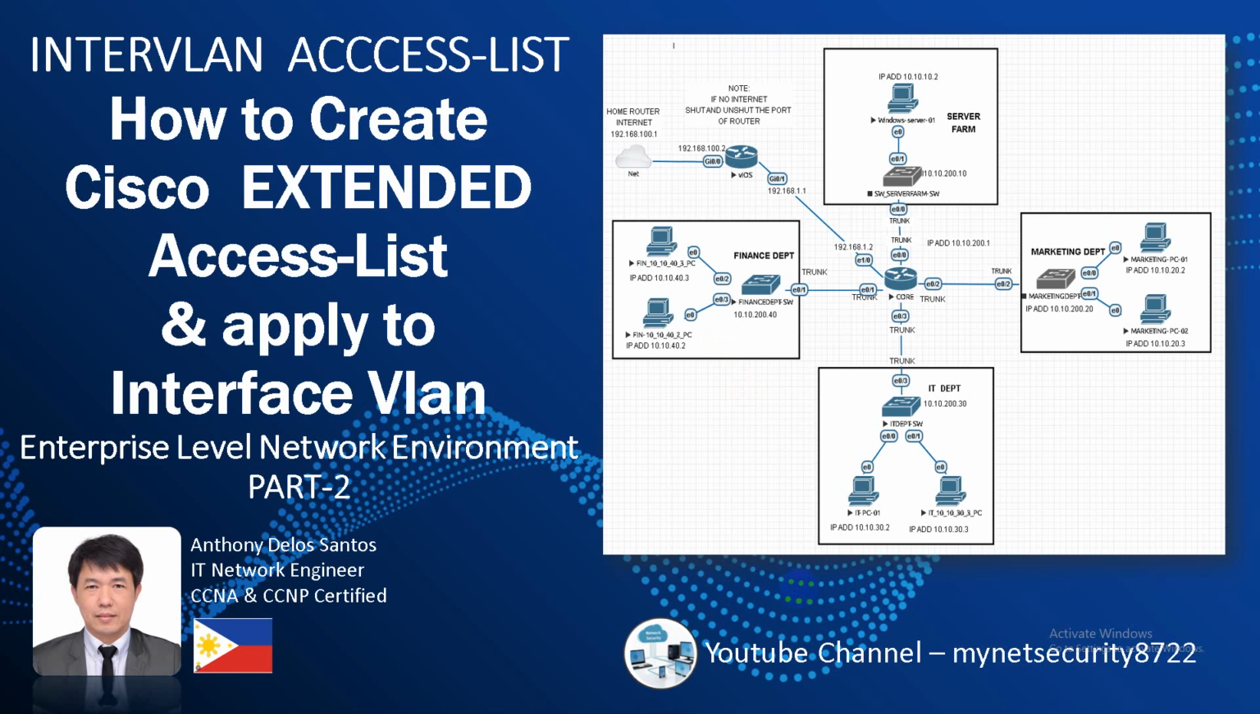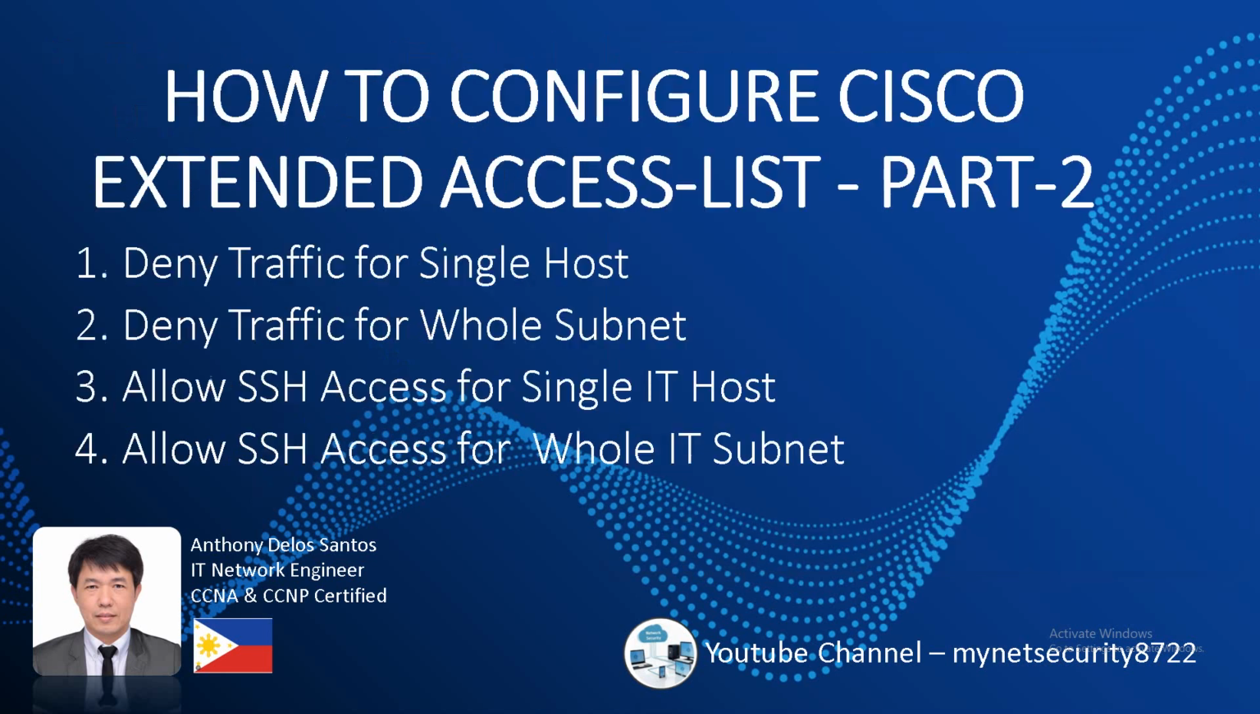In today's video, I will continue to discuss Cisco access lists. We will discuss inter-VLAN access lists and how to create a Cisco extended access list and apply it to an interface VLAN. As I mentioned in the previous video, part 1, we will be using an enterprise-level network environment and we will use EVE-NG to demonstrate the configuration.